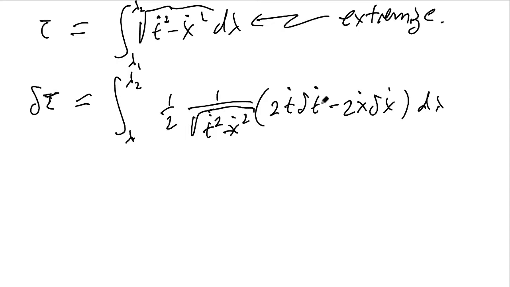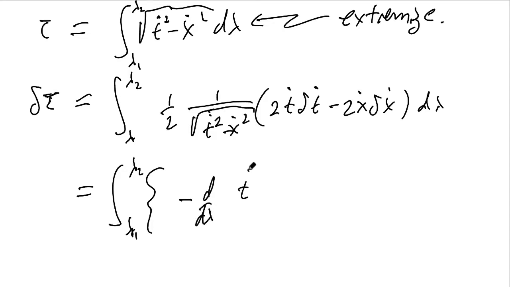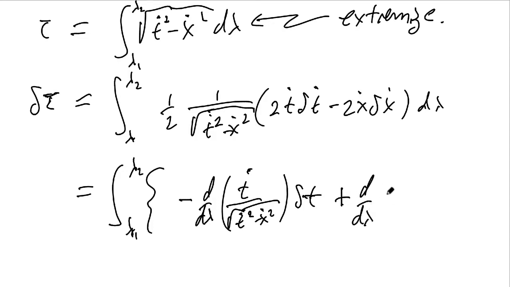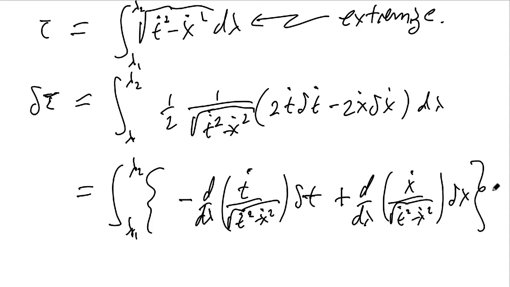And what we need to do now is integrate by parts to remove the dots from delta t and delta x. And when we integrate by parts, of course, we pick up a minus sign. So this would be minus d by d lambda of t dot over the square root of t dot squared minus x dot squared times delta t, minus, actually plus, because there's already a minus sign here, plus d by d lambda of x dot divided by the square root of t dot squared minus x dot squared times delta x d lambda.